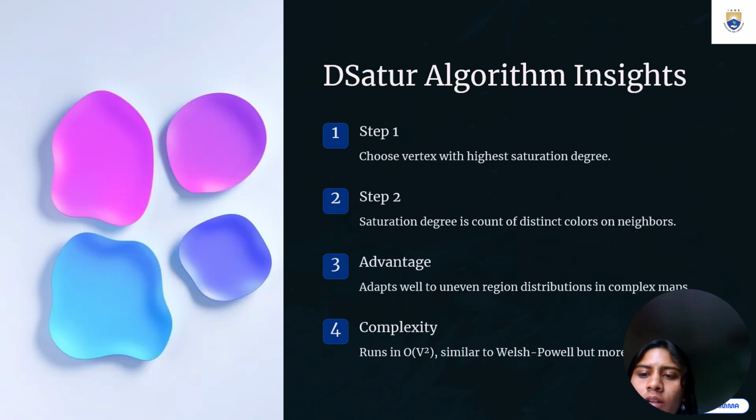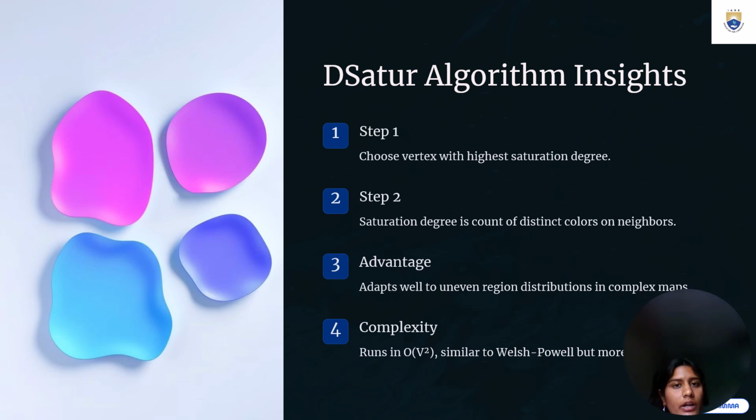Moving to DSatur, the one that's even more adaptive. Instead of just looking at the number of neighbors, it checks how color-saturated a region is, meaning how many different colors are already used around it. It then colors the most saturated vertex next. This makes DSatur really good at handling weird or uneven maps, where some areas are way busier than others.